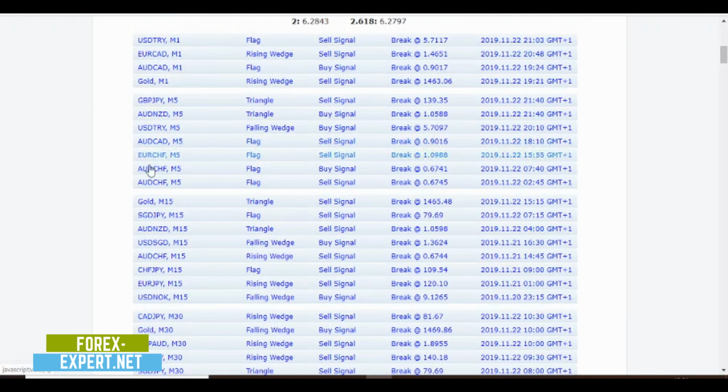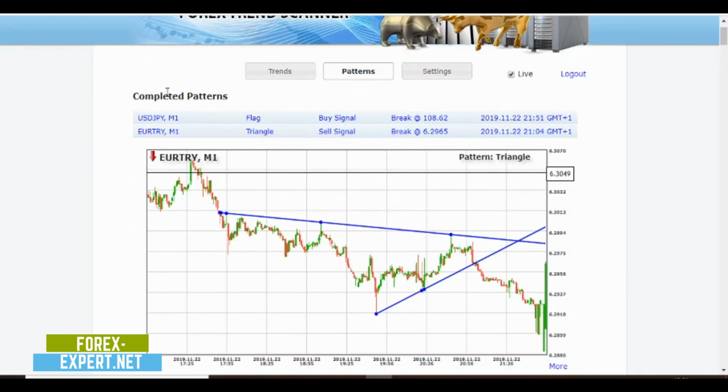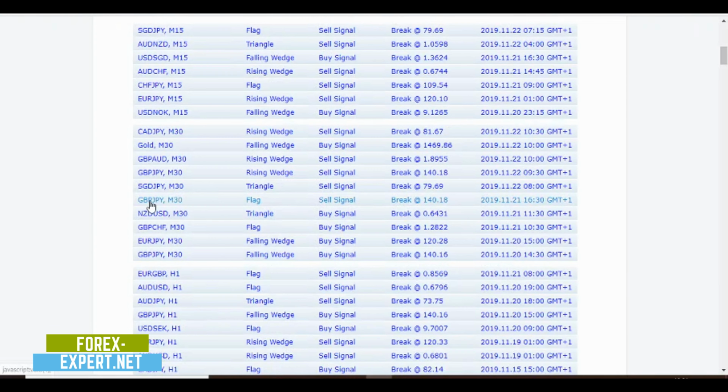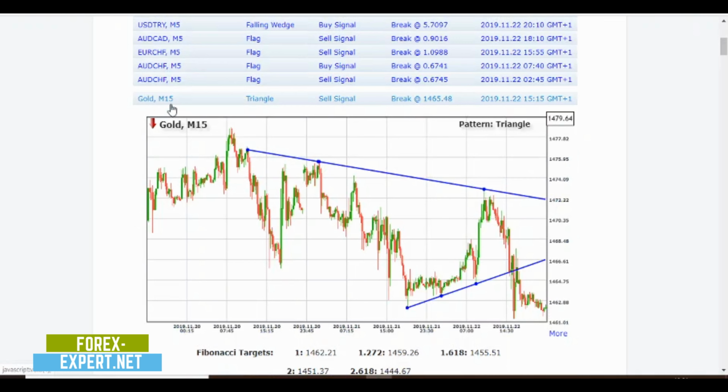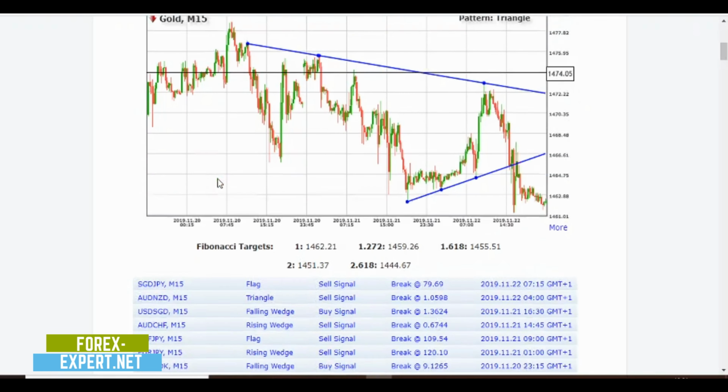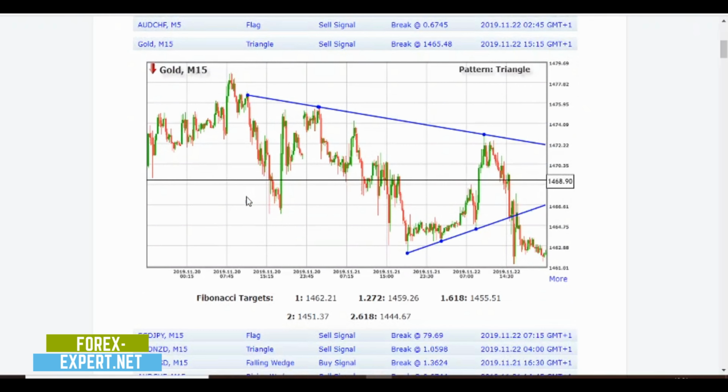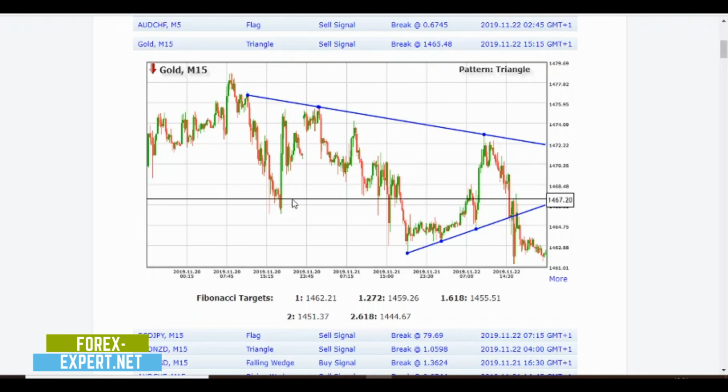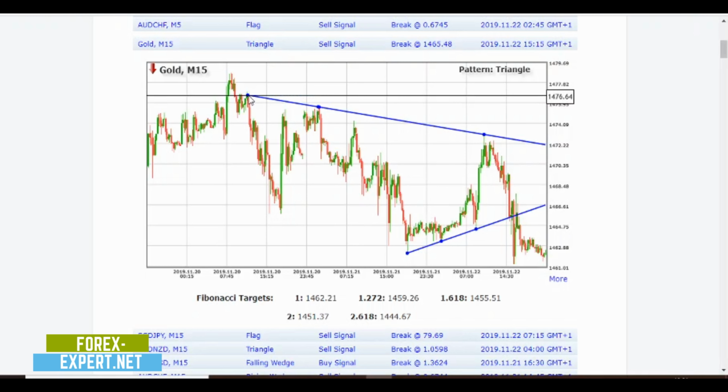Here are all the completed patterns, because we are in the completed pattern section. For example, let's take a look at the 15 minutes time frame. On the gold, we have a triangle, and those are the Fibonacci targets. Not all the signals are going to be profitable, of course.